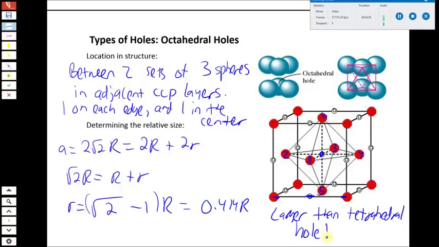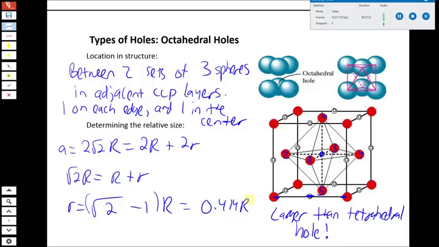Okay, so we now have looked at 2 types of holes that are located in a face-centered cubic structure. Tetrahedral holes located in the corners inside the cubes, octahedral holes located on the edges and in the center, and the octahedral holes are larger, 41.4% of the larger radius versus the tetrahedral holes, which are 22.5% of the larger radius. Okay, so that's how big of an ion we could fit into those holes, as we'll see later on.